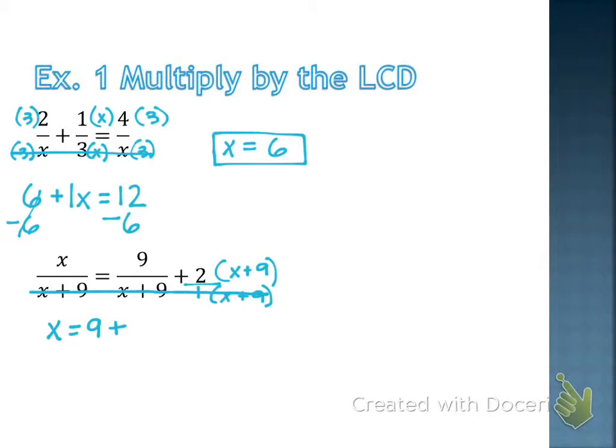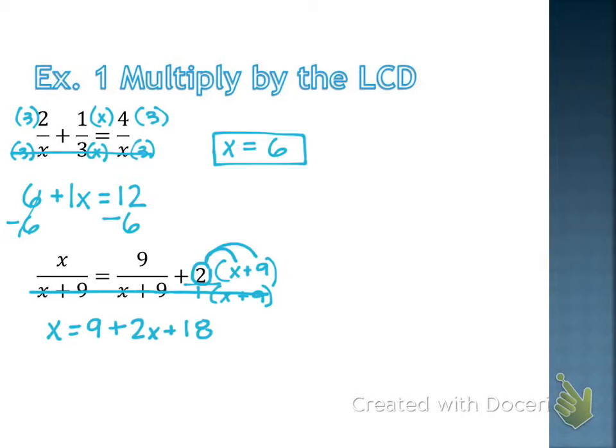plus, now watch this. Is everybody watching? This 2 has to be distributed to both the x and the 9. So I'm going to have plus 2x plus 18. Don't forget that step. People usually go 2x plus 9. No, that 2's got to be distributed to everything. So that means I've got to have 2x plus 18.